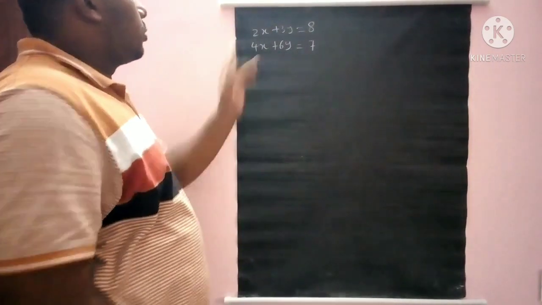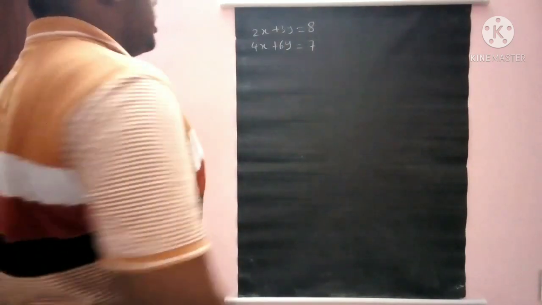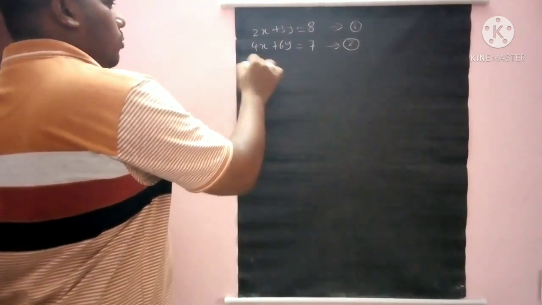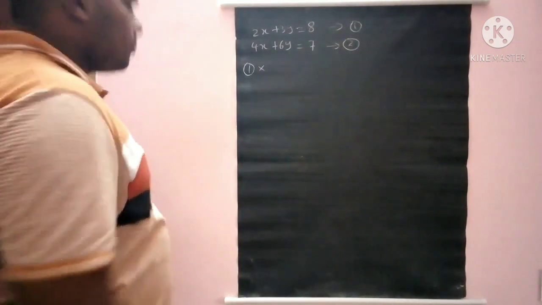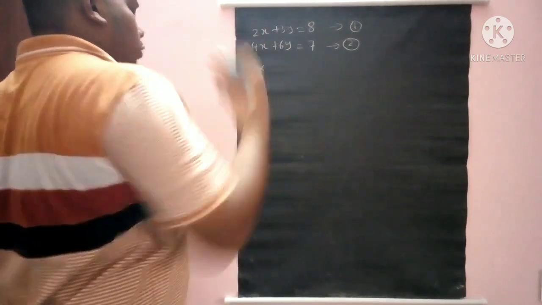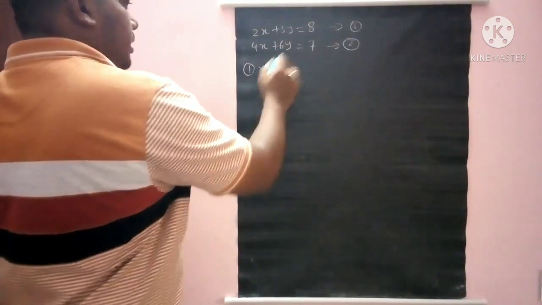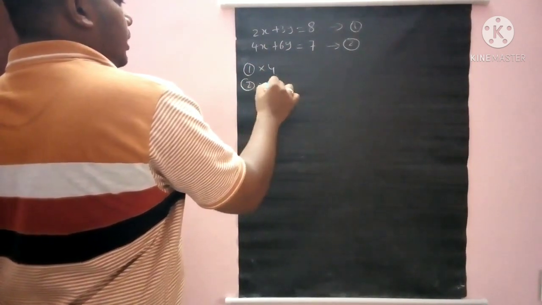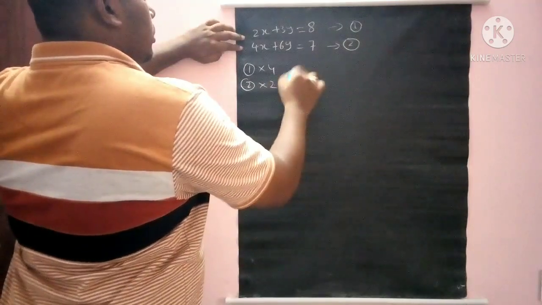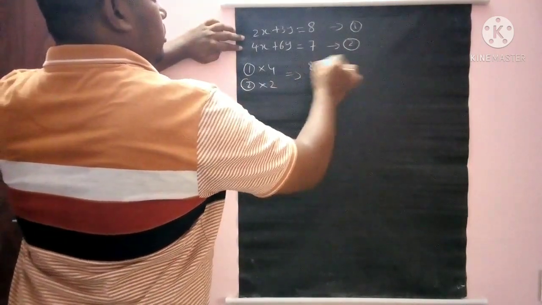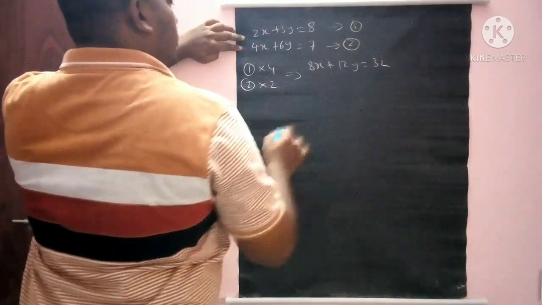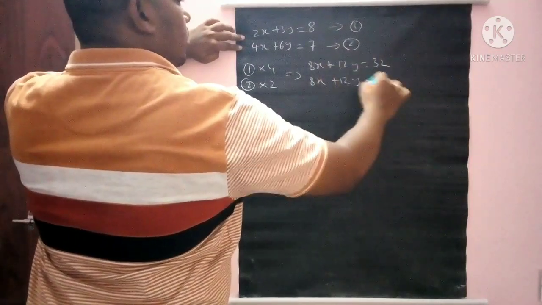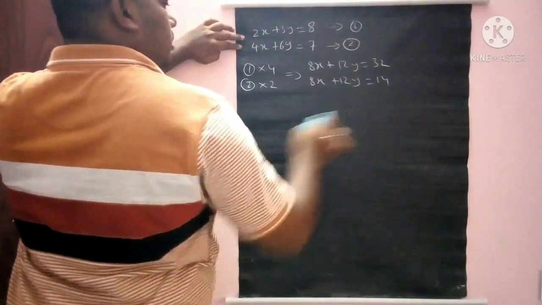Suppose these are the equations: 2x plus 3y equals 8, and 4x plus 6y equals 7. That is 1 and 2. So here I will make the x coefficients equal. First I will go with the basic method, then I will explain another way also. Multiply equation 1 with 4 and equation 2 with 2. So 4 twos are 8x, 12y, 32, and 8x plus 12y plus 14.